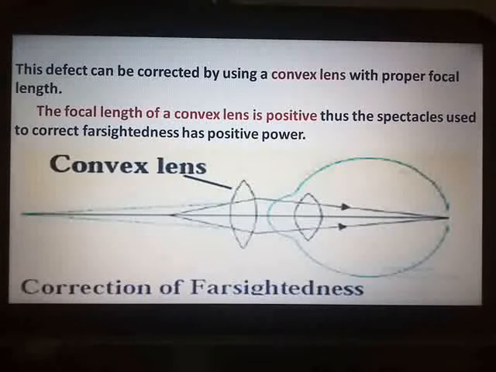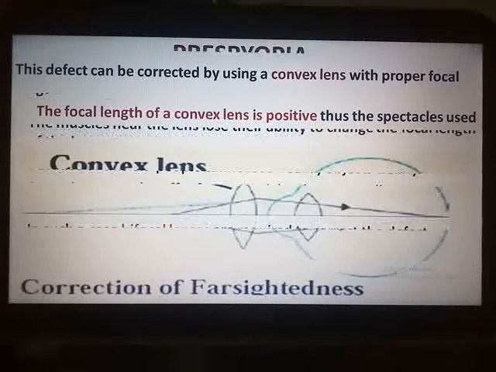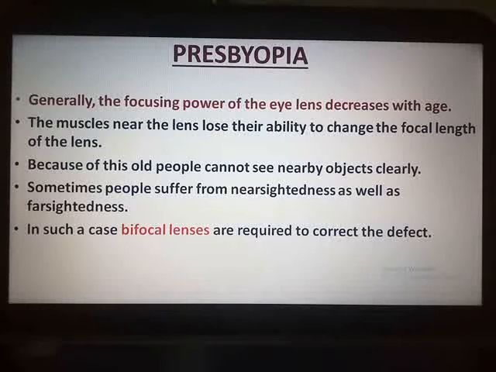Next is the third type of defect, presbyopia. This is mostly known as the old age hypermetropia. Here what happens is the focusing power of the eye lens decreases with age. You might have heard that old aged people are not able to see the objects very clearly.